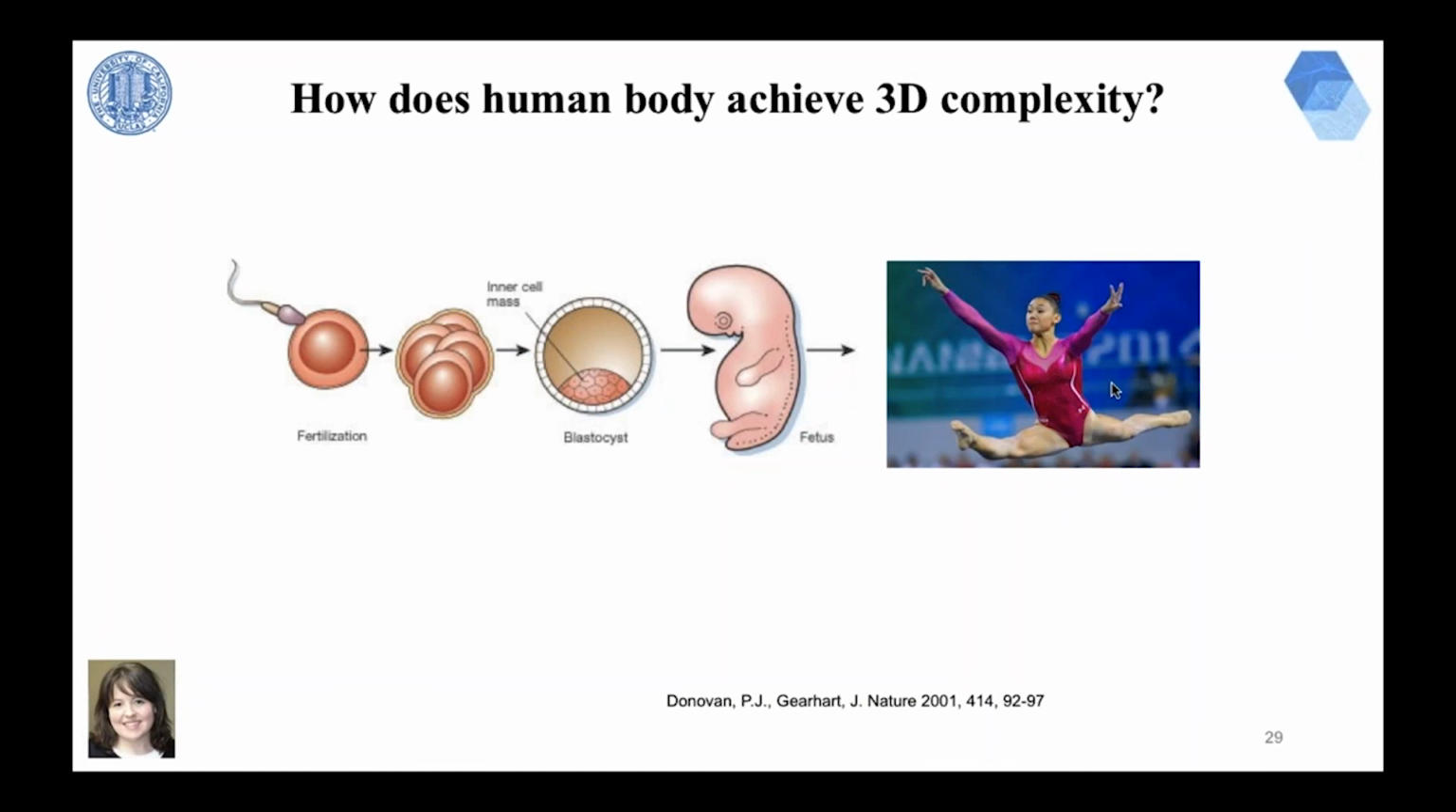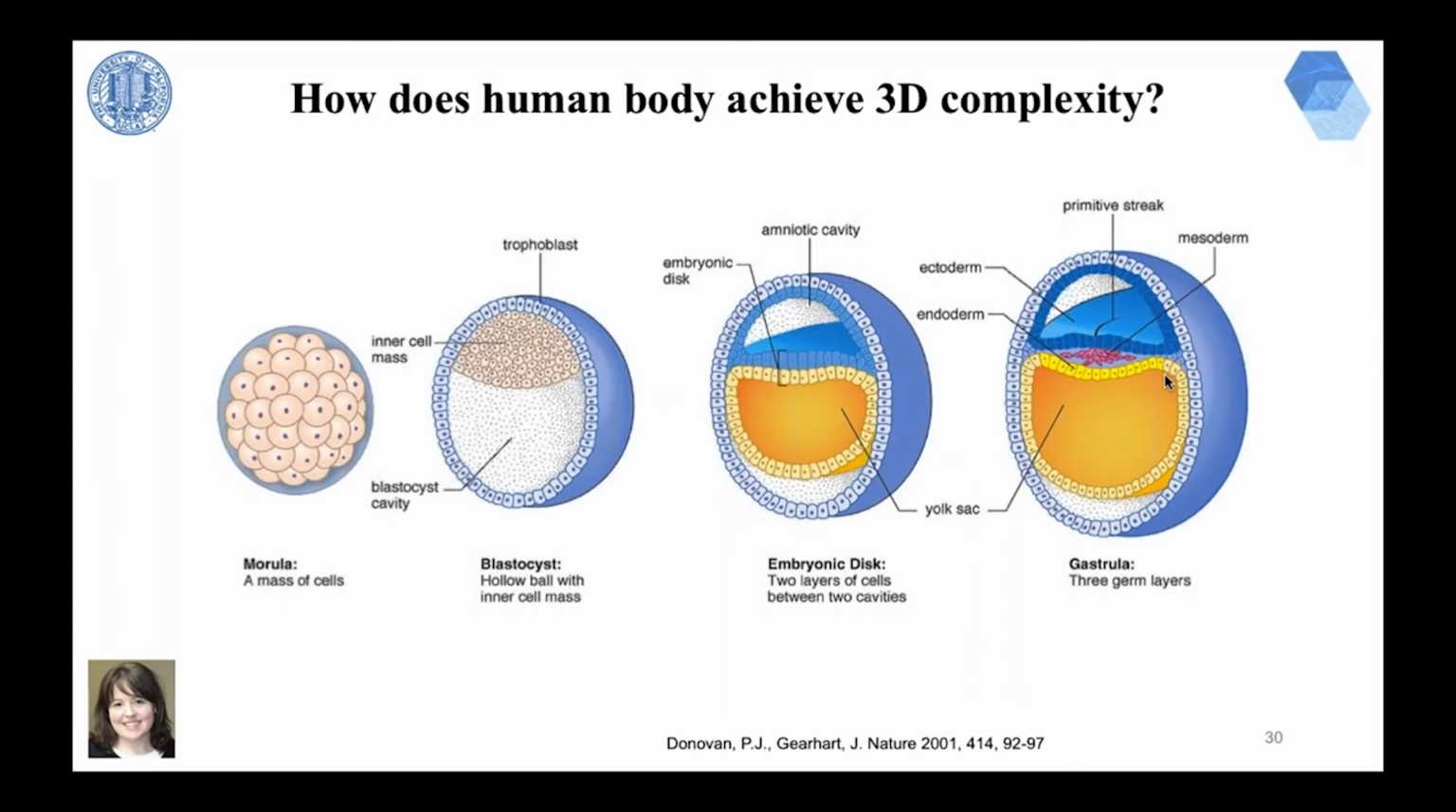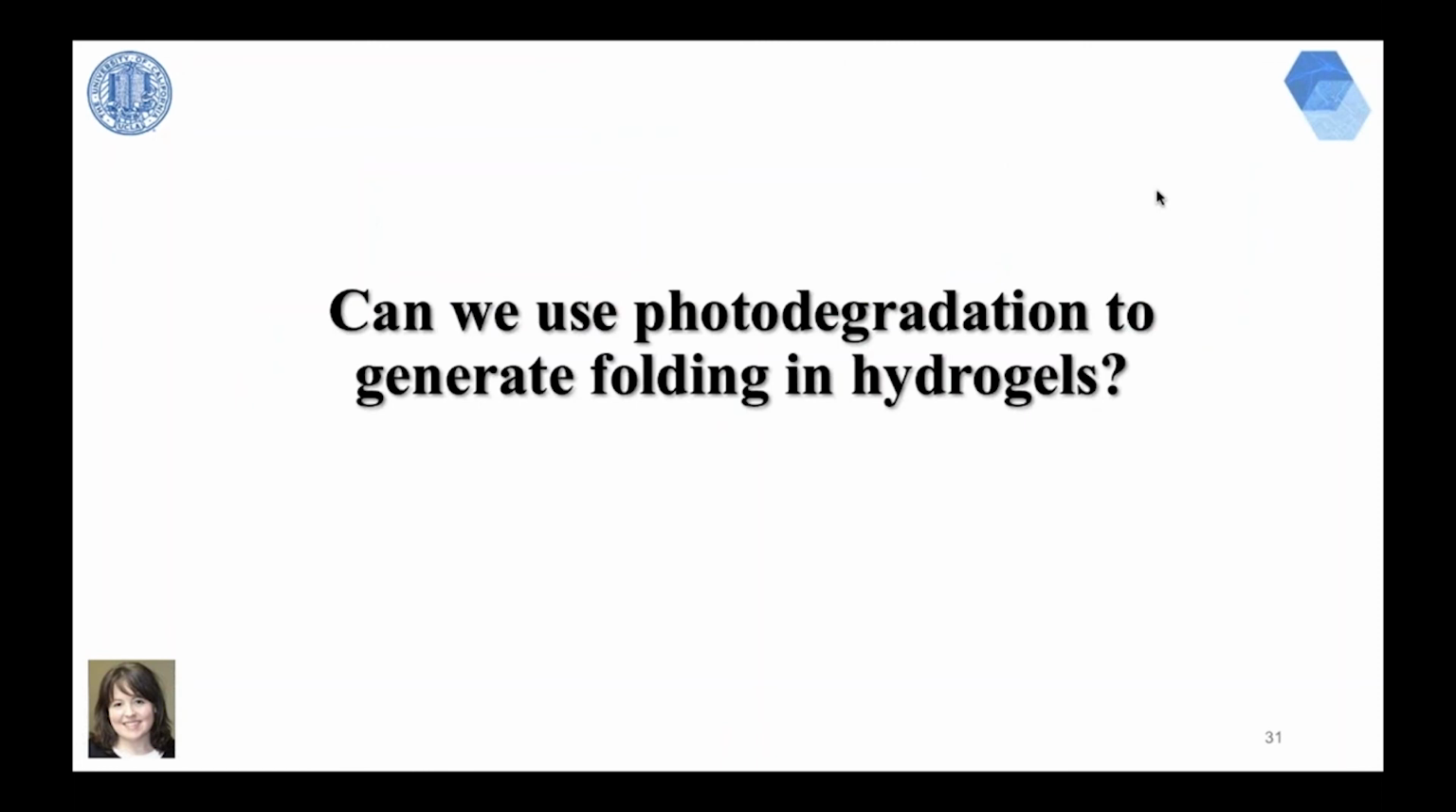And the key step we were interested in this process is really capturing an event that occurs after gastrulation. So during gastrulation, we form three germ layers, the endoderm, the ectoderm, and the mesoderm, shown here on the right. And these are three flat sheets of cells. And these three flat sheets of cells undergo a series of folding transformations that ultimately lead to nearly all tissues in the body. So for example, we have two flat sheets of cells that fold into tubes, and those two tubes fuse together, and that forms the primitive four chambers of our beating hearts. So we wanted to ask the question then, can we use photodegradation to generate folding in hydrogels?